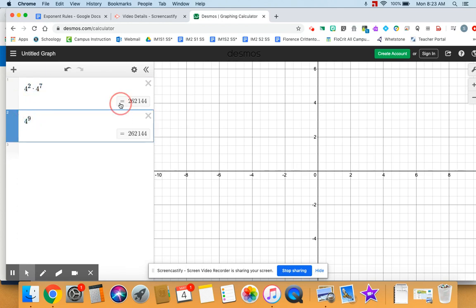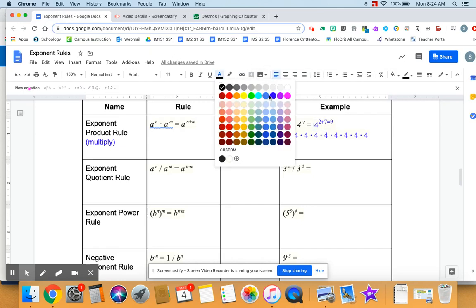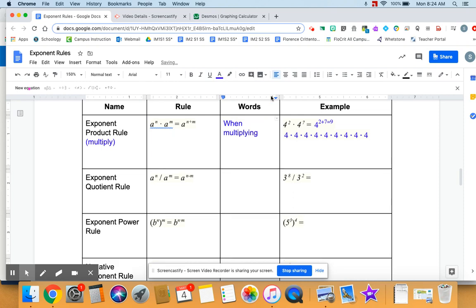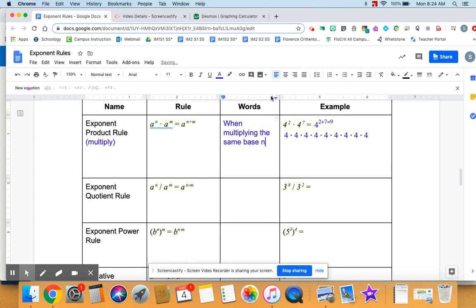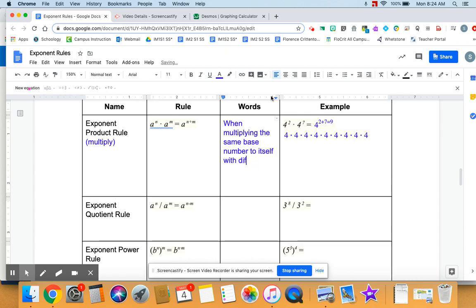I don't need this as an answer at all on this worksheet or in the challenge questions. If you're using numbers, I'm not asking you to put it in a calculator. I'm asking you to do the math with the exponent rules to simplify it into another expression with a base number and an exponent. Going back, so in words, the rule is when multiplying the same base number to itself with exponents, add the exponents.